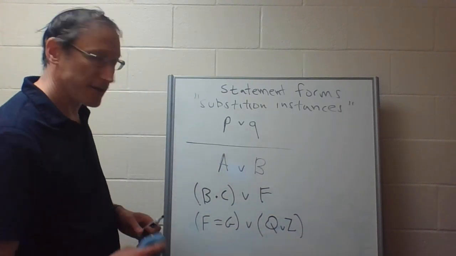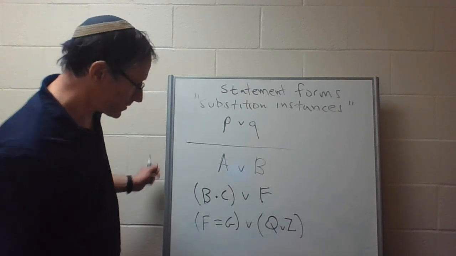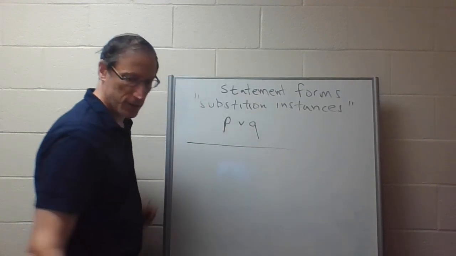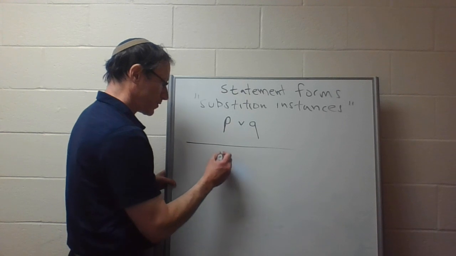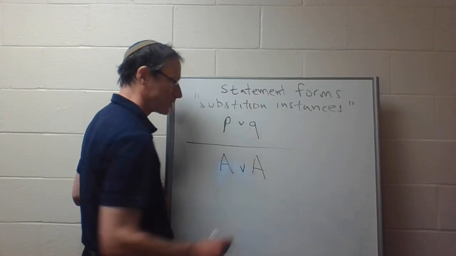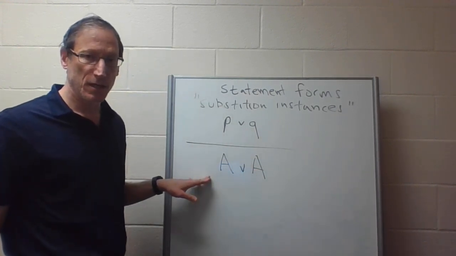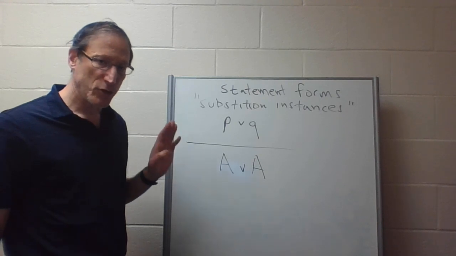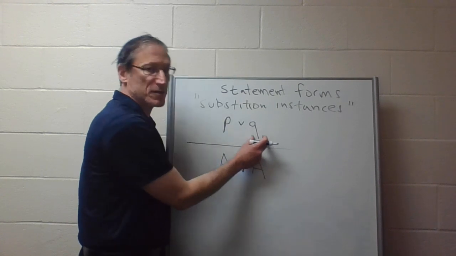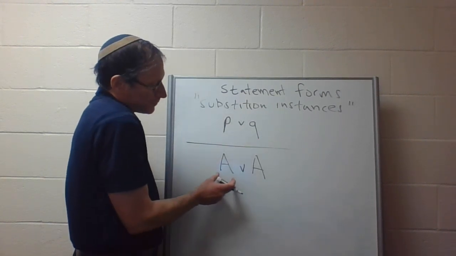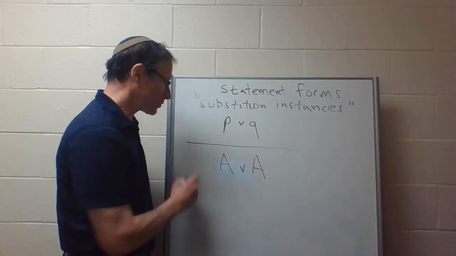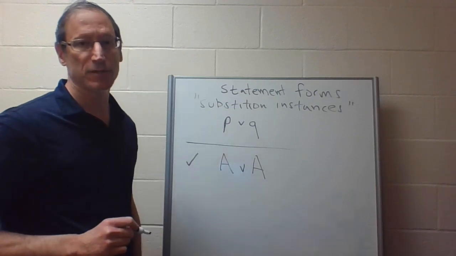I'll give you an example of that in a minute, but first of all, suppose I ask you the following question. I have P wedge Q here. Would this be a good substitution instance of P wedge Q? Now you might be tempted to say, no, this is no good. But that would be wrong. The rule is P can stand for anything and Q can stand for anything. So here, A is standing for P and A is substituting in for Q. So this would be a good substitution instance of P wedge Q.